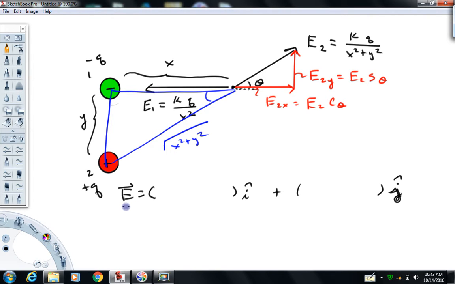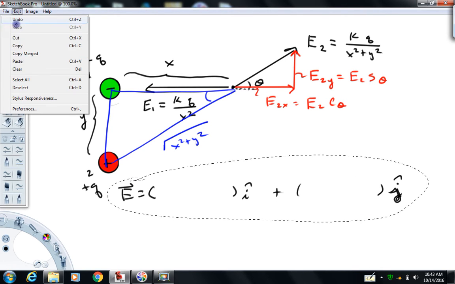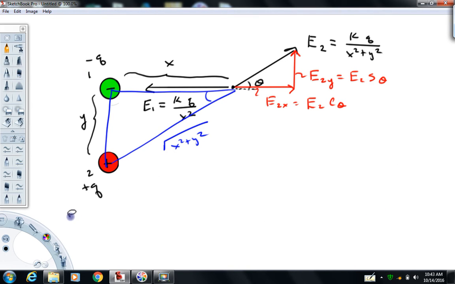All right, so the net electric field vector we get by adding this and this vectorially, so that's going to equal E2. I have a feeling I'm going to need more room, so before I start writing, I'm going to clear that. Start over to the left.